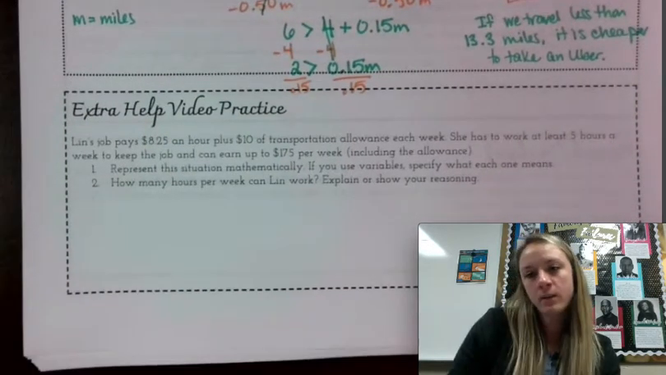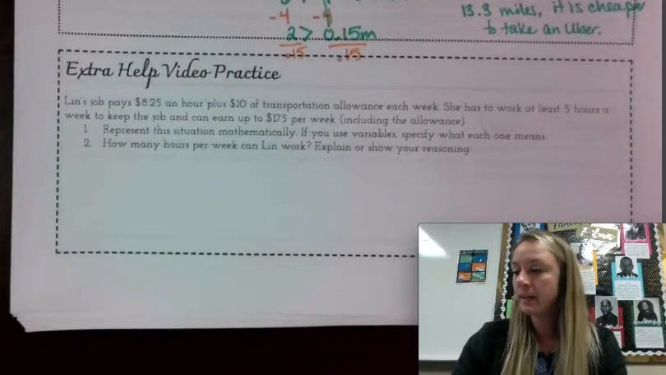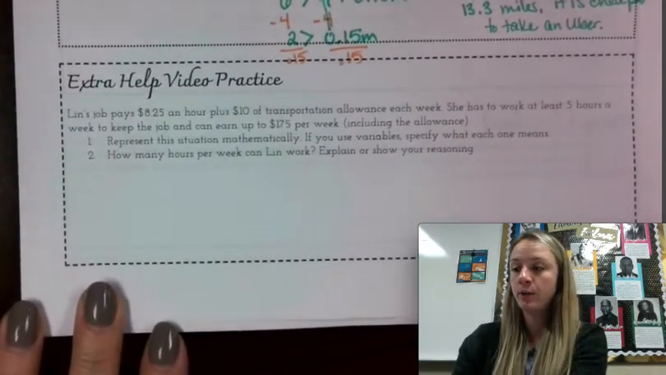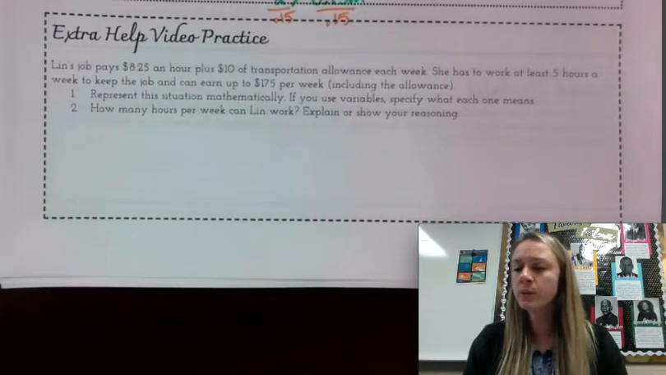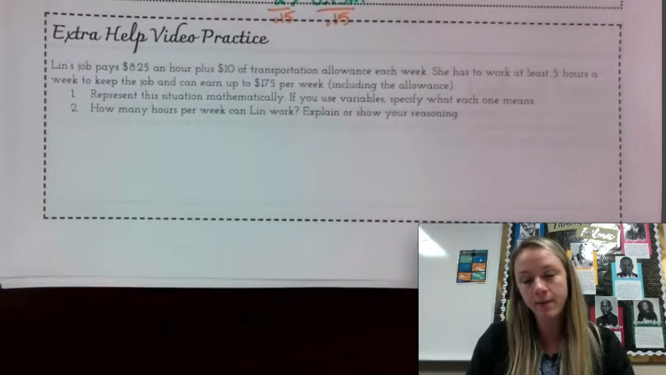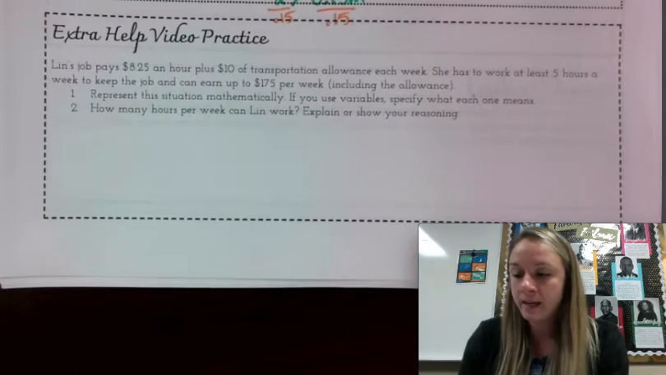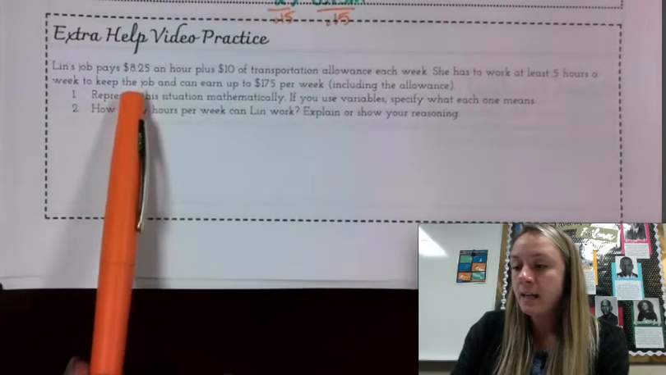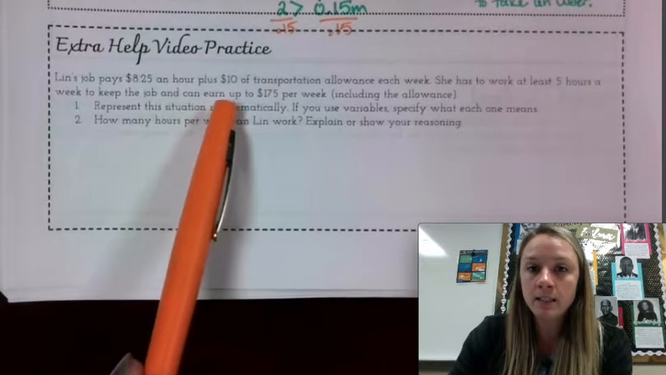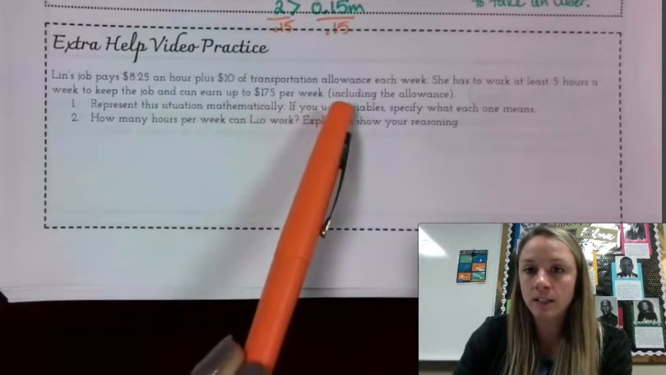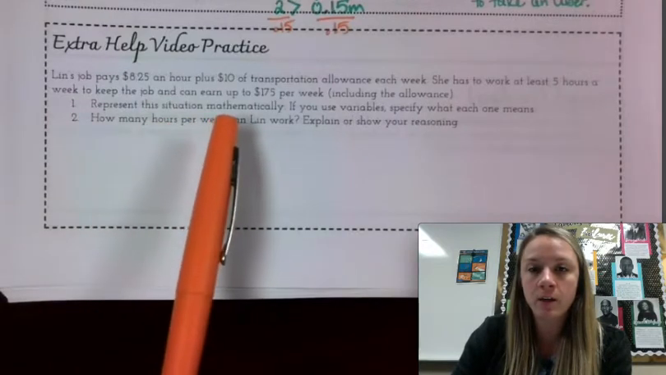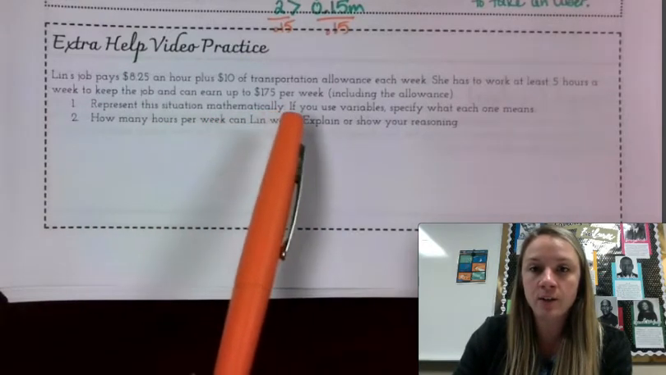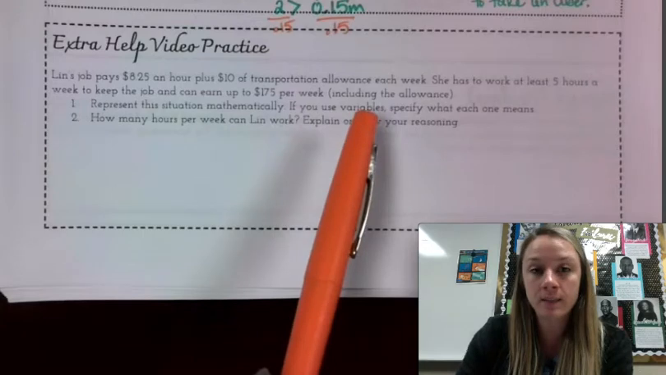We are in 1.3.5, so we're on page 32 in our packet, and we're going to go through this extra help video. We're going to read it through first and then walk through it together. Lynn's job pays $8.25 an hour plus $10 of transportation allowance each week. She has to work at least 5 hours a week to keep the job and can earn up to $175 per week. That's including the allowance.